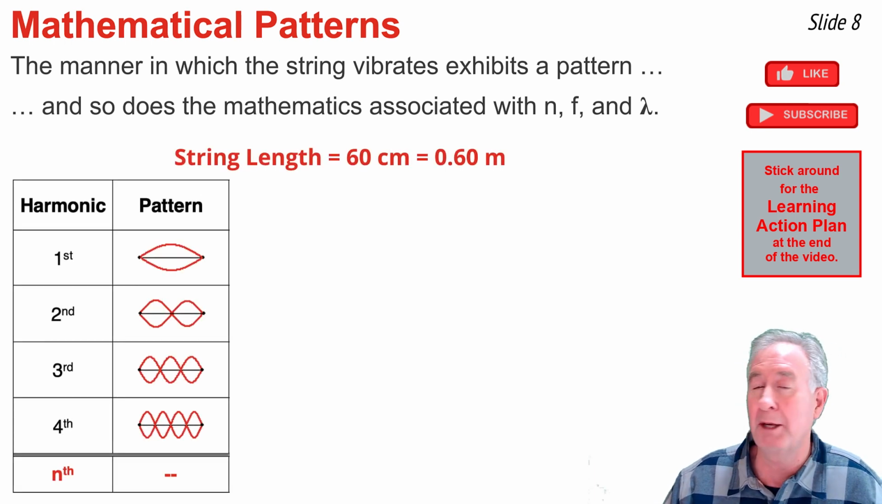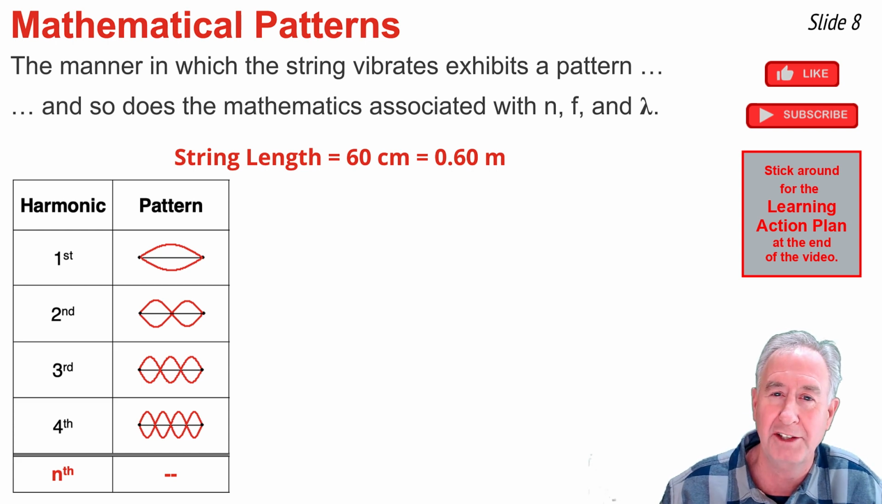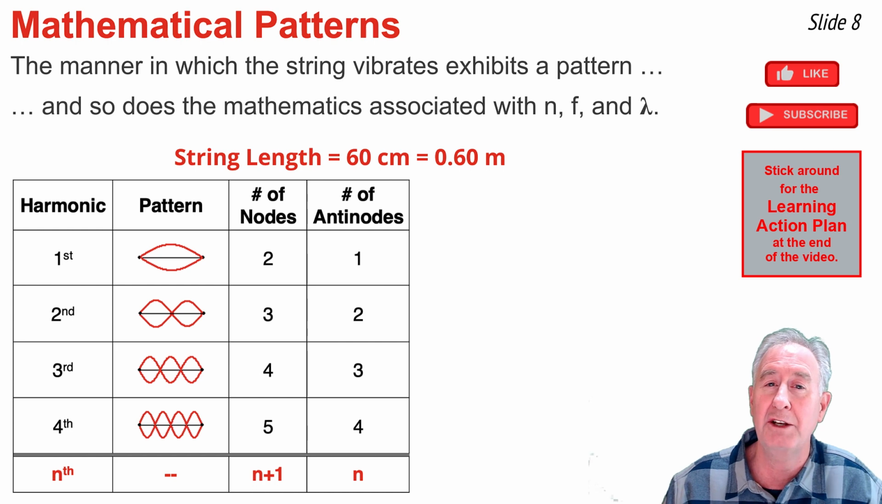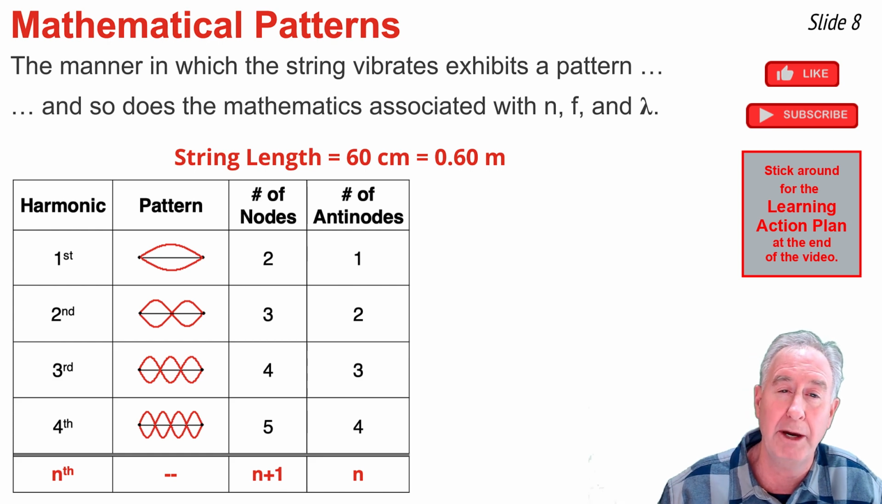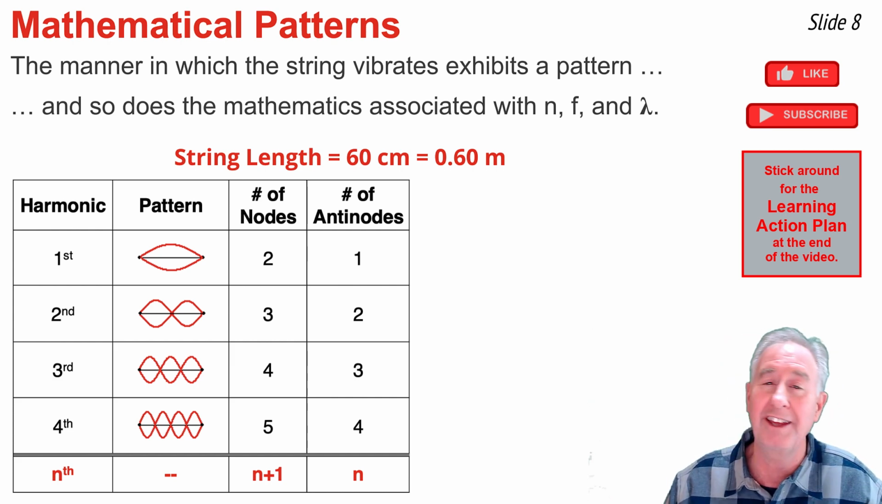In the second column, we see the standing wave patterns for the first, second, third, and fourth harmonics. And from the standing wave patterns, we can count the number of nodes and antinodes and end up with these values. The final row of the table is for generic harmonic number n, where n could be 7 or 11 or even 38. And we'll notice the number of nodes in the nth harmonic is simply n plus 1, and the number of antinodes is simply n.